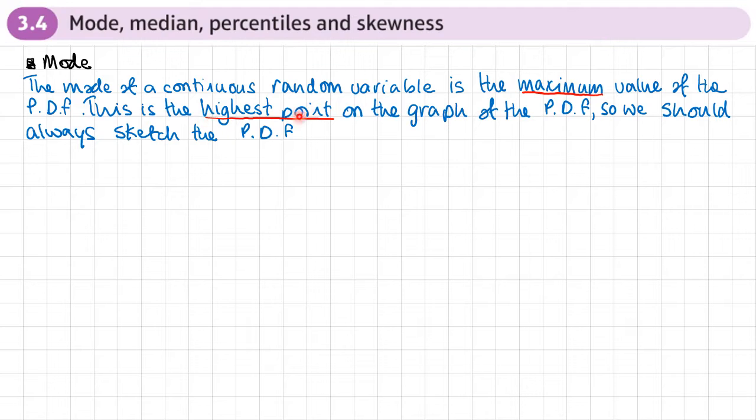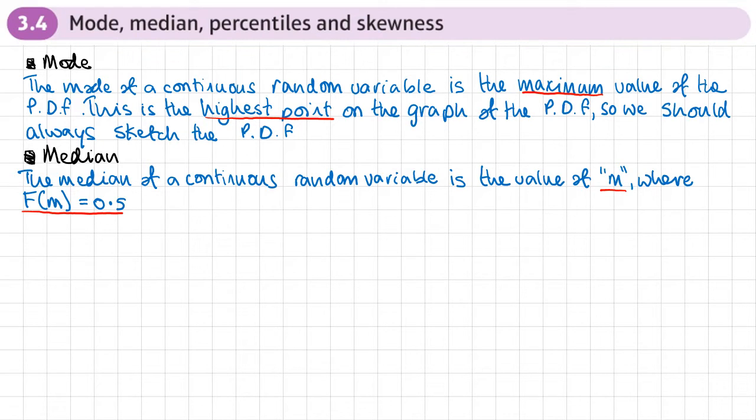Now this is the highest point on the graph of the PDF, so we should always sketch the PDF and that will make it clear where the highest point is. Now we could find the highest point visually by reading off the graph, or it may be that we need to differentiate and find when the gradient is 0 or complete the square. So there may be other methods, but I would always draw a sketch, and that makes it much easier to see where the maximum of the PDF is.